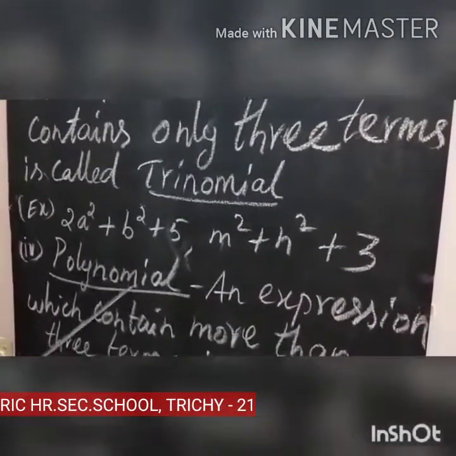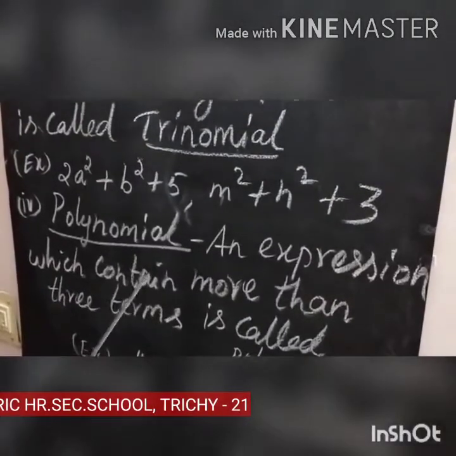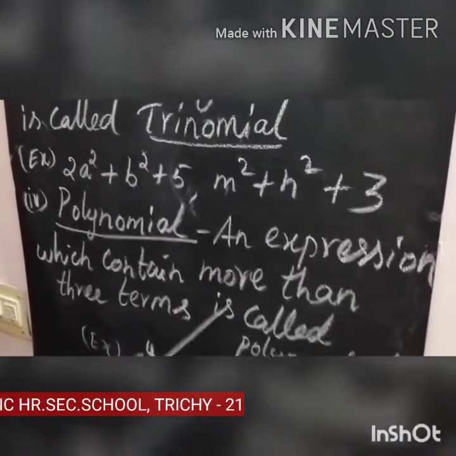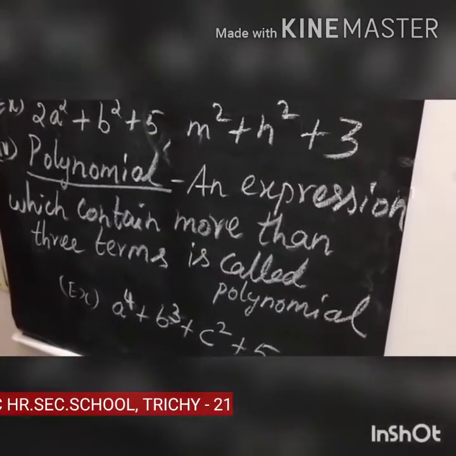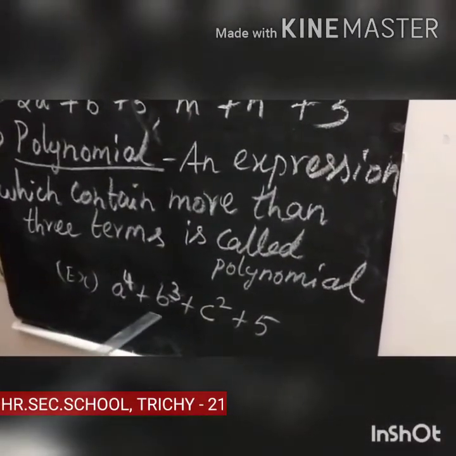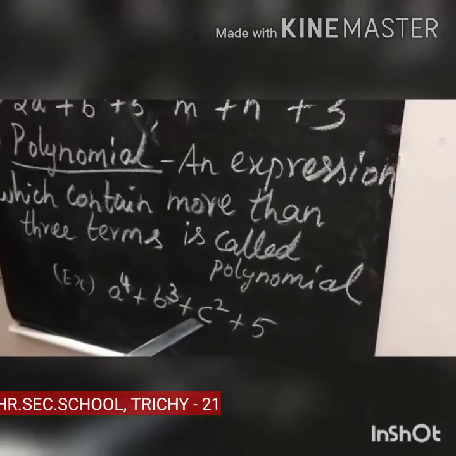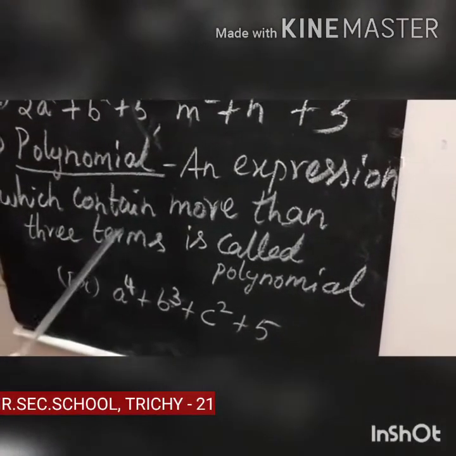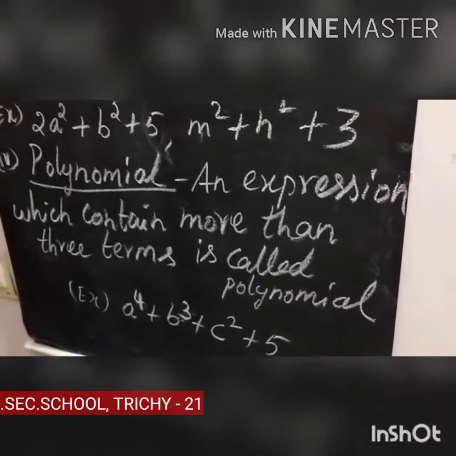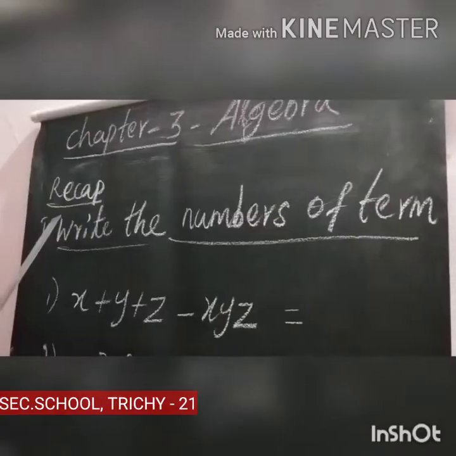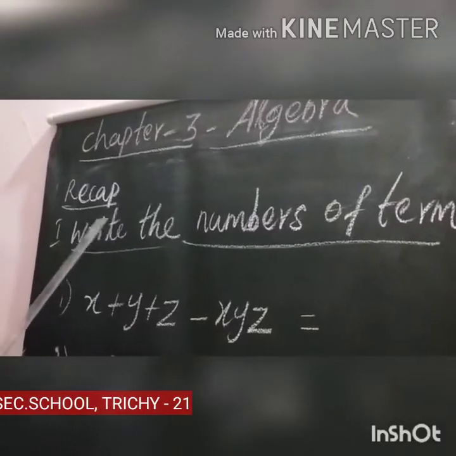Next one, fourth one, polynomial. An expression which contains more than three terms, many terms, is called a polynomial. For example, a power 4 b plus b cube plus c square plus 5. So many terms, that is more than three terms, are called polynomial. Is it clear now? Okay, now let us see the recap.